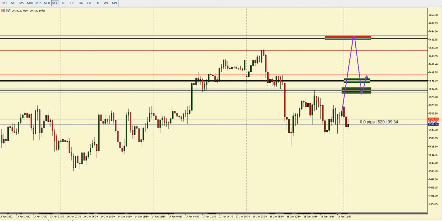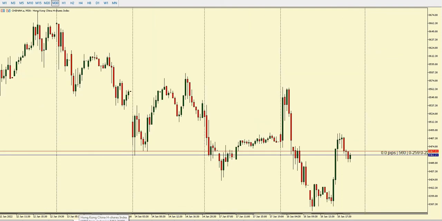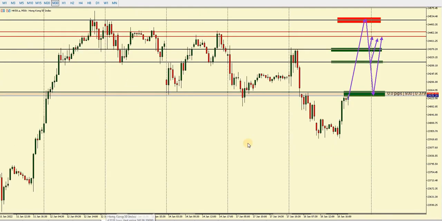Then I go to China, I didn't have any level, I couldn't find one. Hong Kong, we are in the selling zone. We need to see this candlestick go above these two red lines and hit this resistance, then we can sell it, and then if it comes back to this area, we can buy.